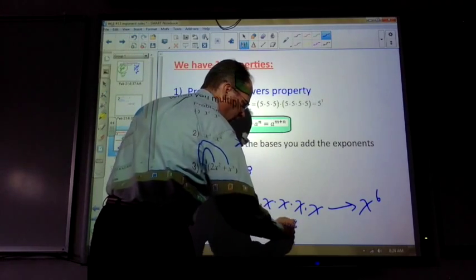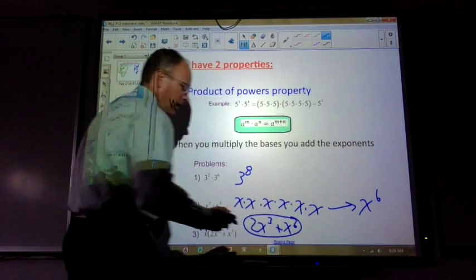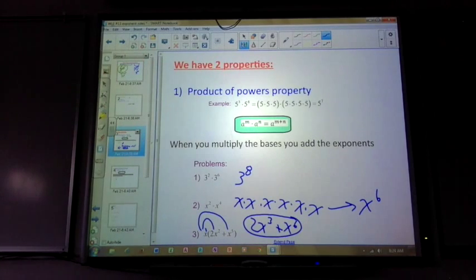And I can't go any further on this problem. That's just as simplified as we get. Okay, taking a breather. Are we okay? So the distributive property is going to work with these. If we have like bases and we're multiplying them together, we're going to add the exponents together.